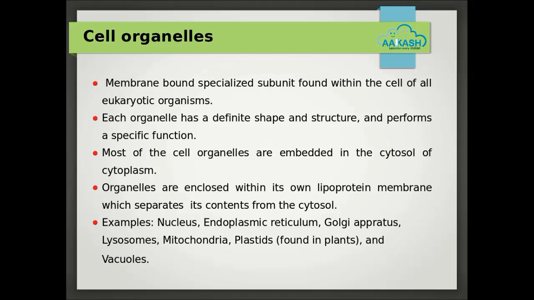Cell organelles. Cell organelles are each and every part within the cell of eukaryotic organisms which are embedded in the cytoplasm and are enclosed with their own membranes for separating their contents from the cytosol. Nucleus, mitochondria, lysosomes, vacuoles, Golgi apparatus and the chloroplast all are cell organelles. Let us learn each and every one of these cell organelles of eukaryotic organisms.